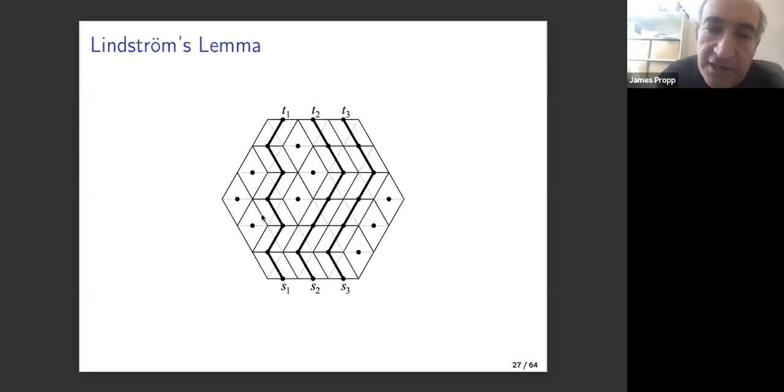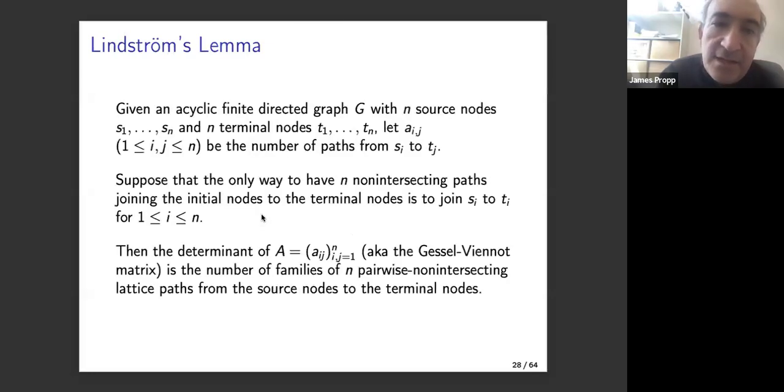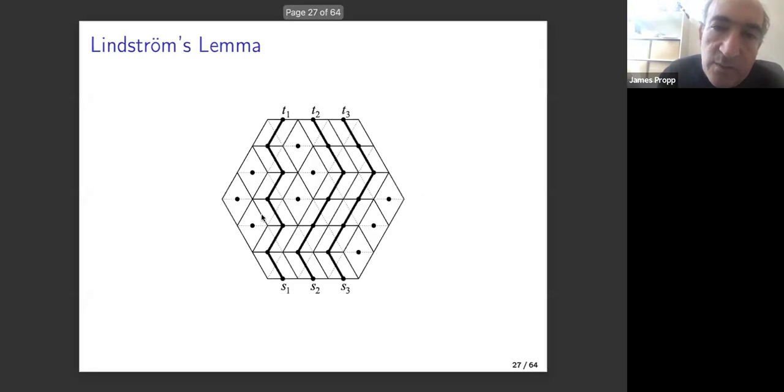I should have probably included a slide showing those too. So we have n source nodes and n terminal nodes, and I'm going to let A sub ij be the number of paths from S sub i to T sub j. But suppose, as in this case is true because of topological reasons, or for any other reason, that the only way to have n non-intersecting paths joining the initial nodes to the terminal nodes is to join Si to Ti for i going from 1 to n. So in this case, you couldn't have S1 going to T2 and S2 joining to T1 because of the combinatorial topology of the picture.